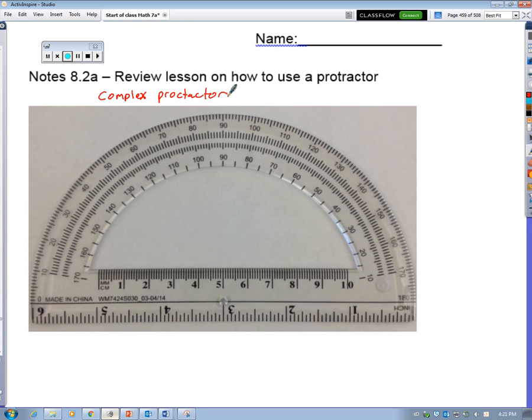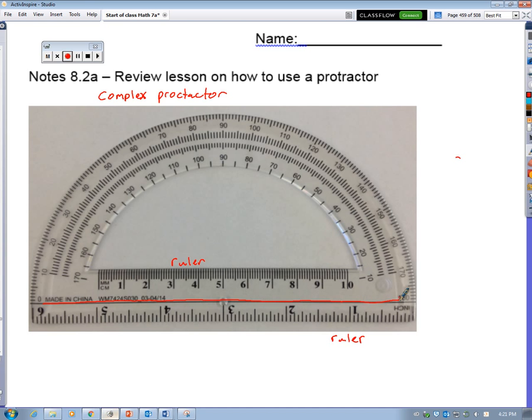Alright, a complex protractor, it has numbers kind of all over the place. Okay, down here we have a ruler. Alright, and we're going to be using that later on in 8.2. And over here on the inside we have a ruler also. Okay, this ruler here is in centimeters, and this ruler down here is in inches. We're not going to be using these two rulers for this lesson. We're going to be focused on this line down here.